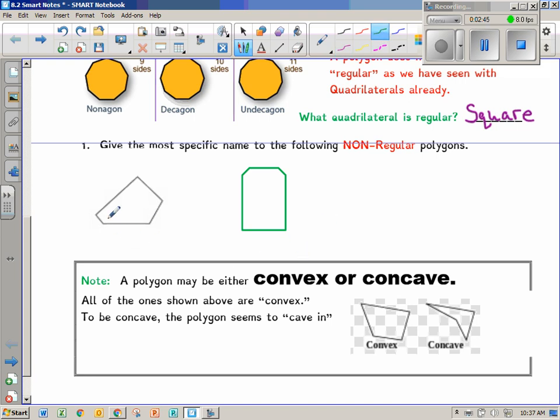All right, so the first one has 1, 2, 3, 4, 5 sides, so that makes it a pentagon. The second one looks like a piece of paper that got the little corners clipped off, but now we have 3 big sides, and then a little one here at the top, and a little one here. So that's 6 sides. So that is a hexagon.